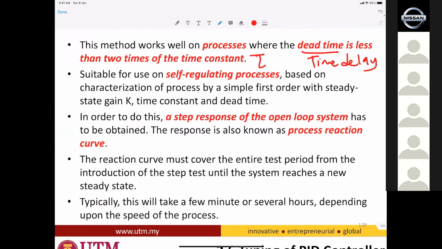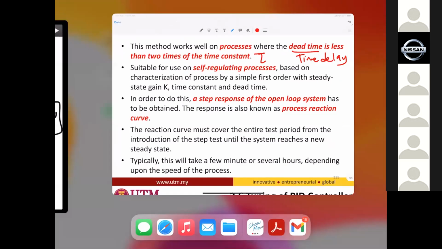What is the definition of time constant? Time constant is the time taken for the magnitude of the response to decrease by 0.637. 63%, yes. Okay.